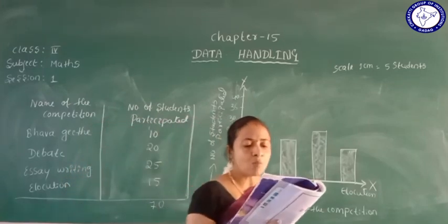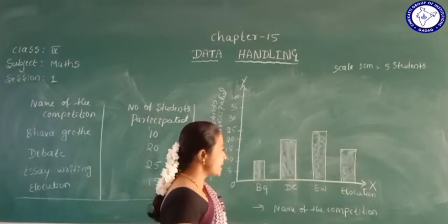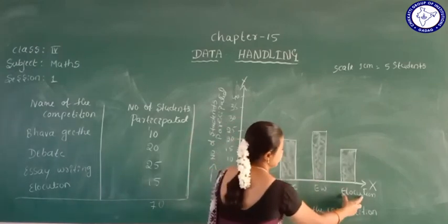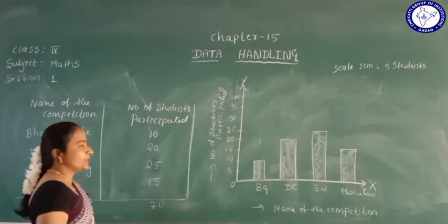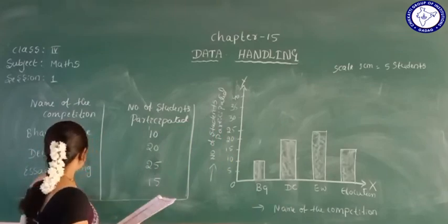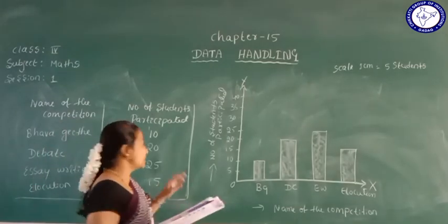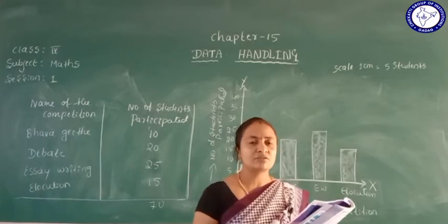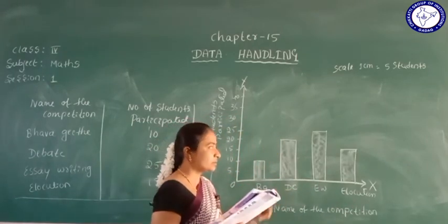Among the debate and elocution, in which one did more students participate? Between these two competitions, in which did more students participate? In the debate competition, 20 students participated. So more students participated in the debate competition.